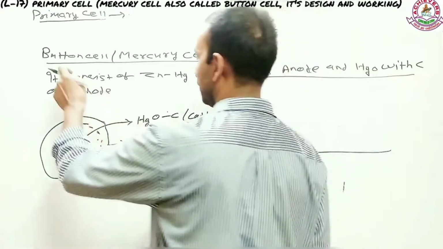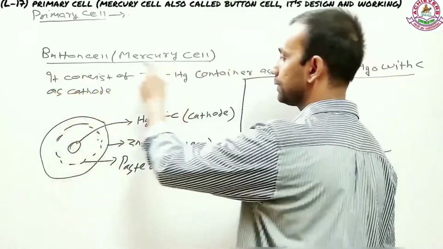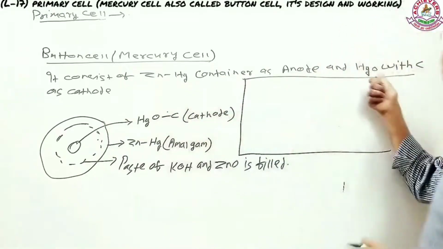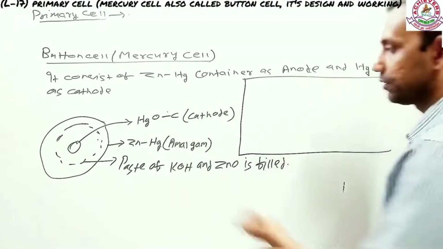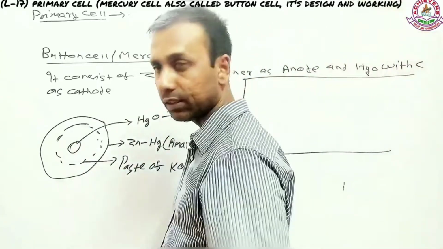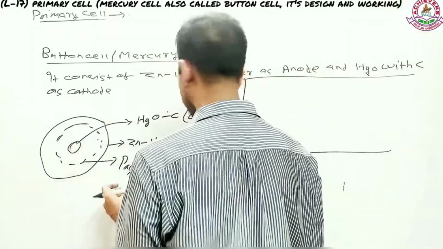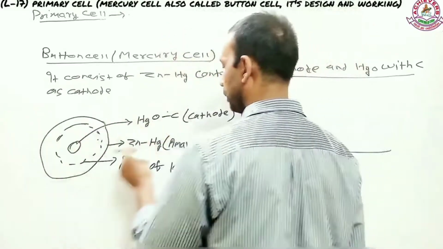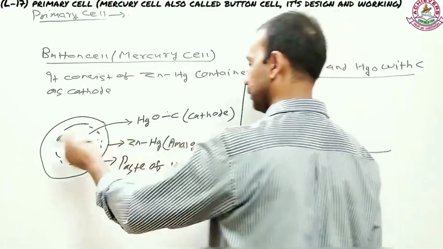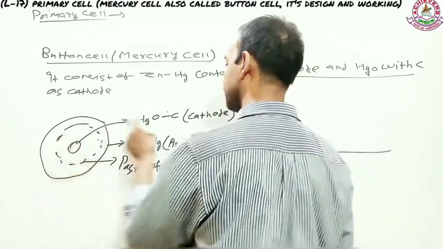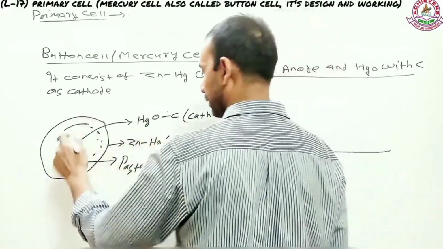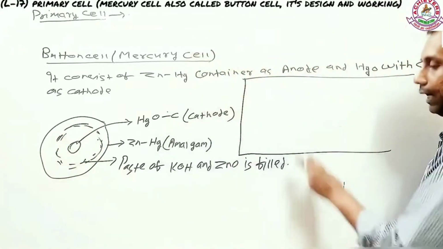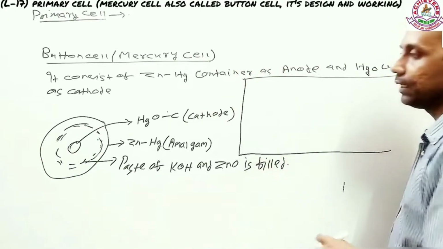So like I said, the button cell, which is also called mercury cell, consists of a zinc mercury container as anode and mercury oxide with carbon as cathode. This is what the setup is. I'm not that good at drawing, so I've tried my way. This container is made up of zinc and mercury amalgam. And between that there is the central part, which is of mercury oxide and carbon, and in between there is a paste of potassium hydroxide and zinc oxide. And after that the cell is sealed.